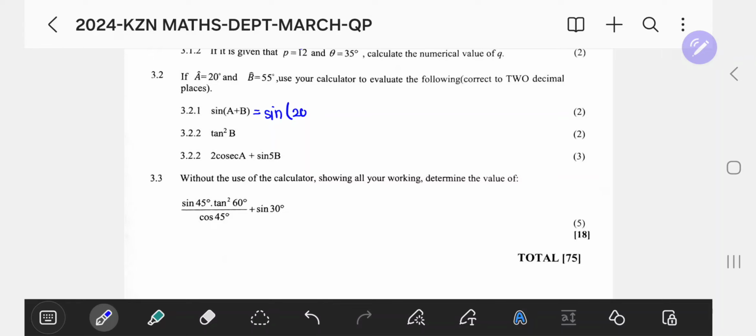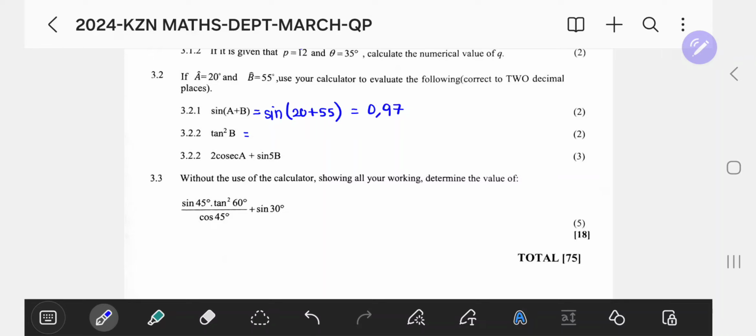A is 20. B is 55. So you can put this on your calculator as is and get an answer. They want the answer to 2 decimal places. This gives you 0.97. Then we need tan squared B.